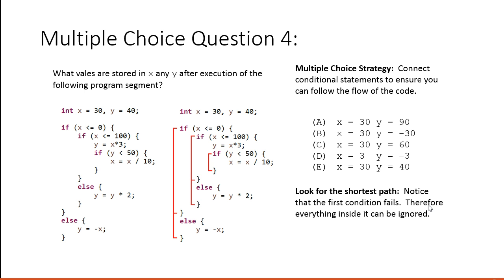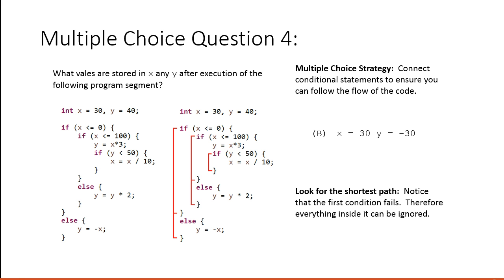So look for the shortest path here. Is 30 less than or equal to 0? Well, that's false. So we're going to skip all the way down to here, and y becomes negative x. So if x is currently 30, y is going to become negative 30. And there it goes.